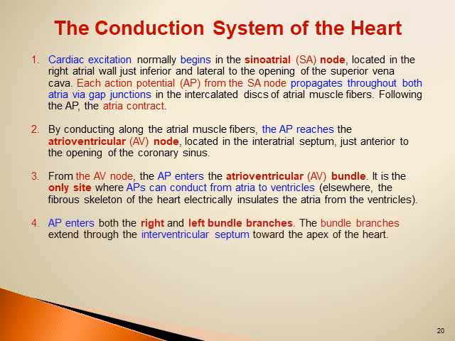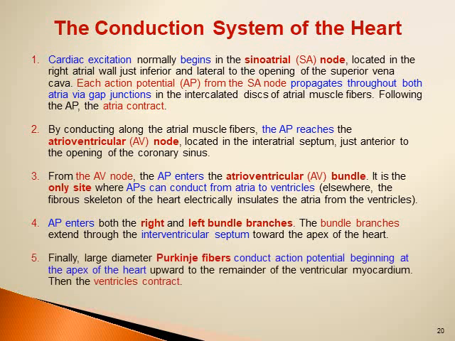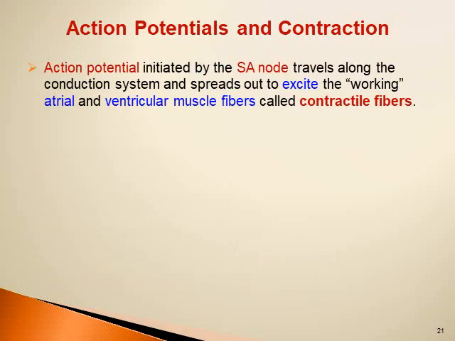Action potential then enters both the right and left bundle branches. The bundle branches extend through the interventricular septum towards the apex of the heart, and finally the large diameter Purkinje fibers conduct action potential beginning at the apex of the heart upward to the remainder of the ventricular myocardium, then the ventricles will contract.